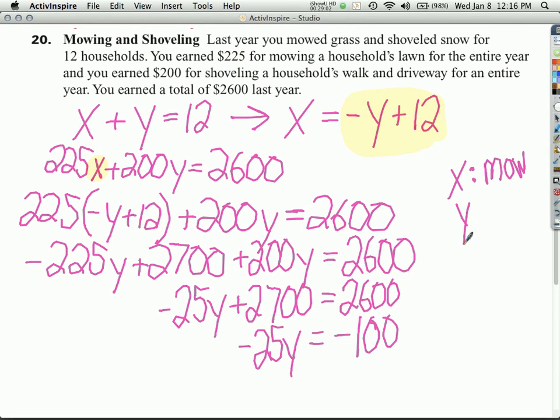And Y is the number of households shoveled. And if you write that down, that will help guide you as you construct your equations, okay? But it sounds like you understood the math behind everything, you just mismanaged the information, okay? Are there any other comments or questions on number 20?